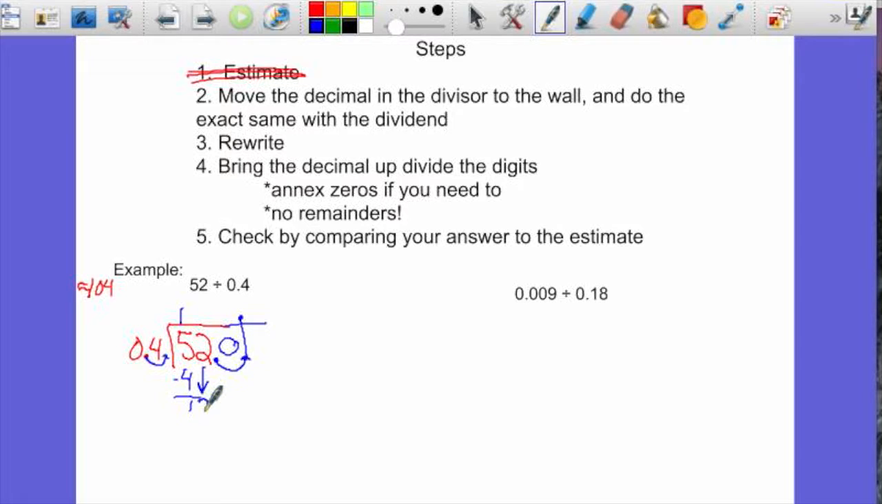Bring down the 2. 4 into 12 is 3. Good. 4 times 3 is 12. And voila, we're done. We got to 0. I dragged the 0 down. I'm still at 0. I'm done.